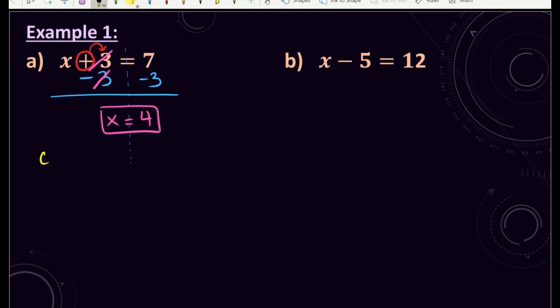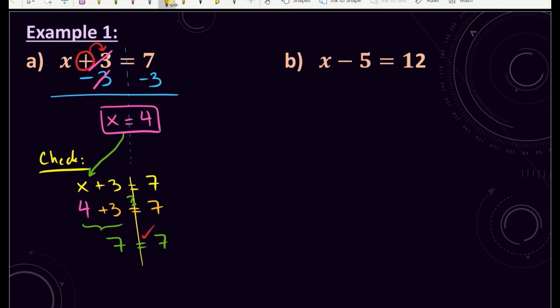Okay, then what we're going to do is check the answer. How do we check this? How do we know this for sure is correct? So you're going to rewrite the problem. x plus 3 equal to 7. Okay, same thing, we're going to draw a line. We're going to plug in 4 in place of x. So that will give us 4 plus 3 equal to 7. So is that true? 4 plus 3 equal to 7. That's why I put a question mark. Then 4 plus 3 is 7. 7 equal to 7. So that is the correct answer, which means x equal to 4 is a solution.